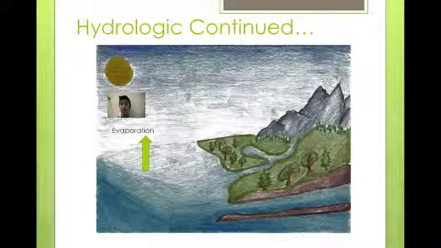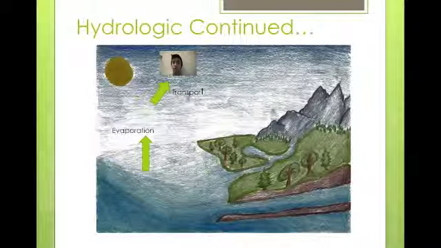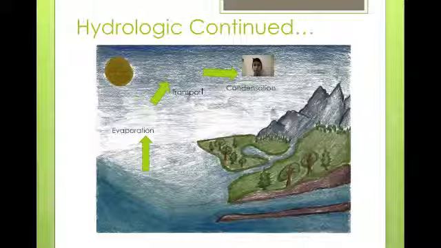Evaporation is the process in which water is changed from a liquid state to a gas state and rises above ground level to the atmosphere. Transport is the movement of water through the atmosphere. As the water vapor is transferred from an area of higher temperature to an area of lower temperature, it condenses into little water droplets that are formed in clouds.